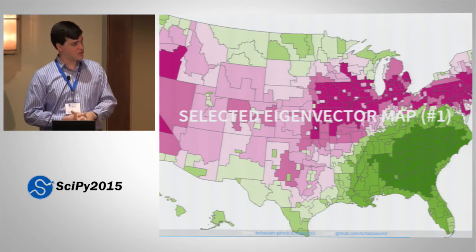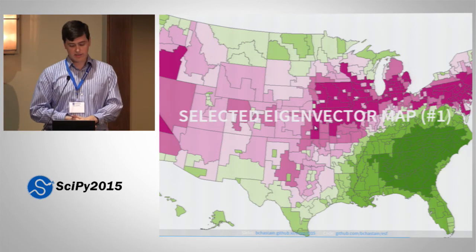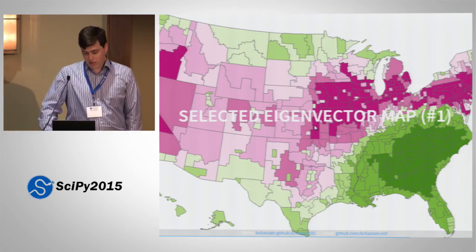This is just an example. I showed that one earlier. This is just another eigenvector. This is eigenvector number 1 from one of those data sets, and showing the clustering from that particular example.